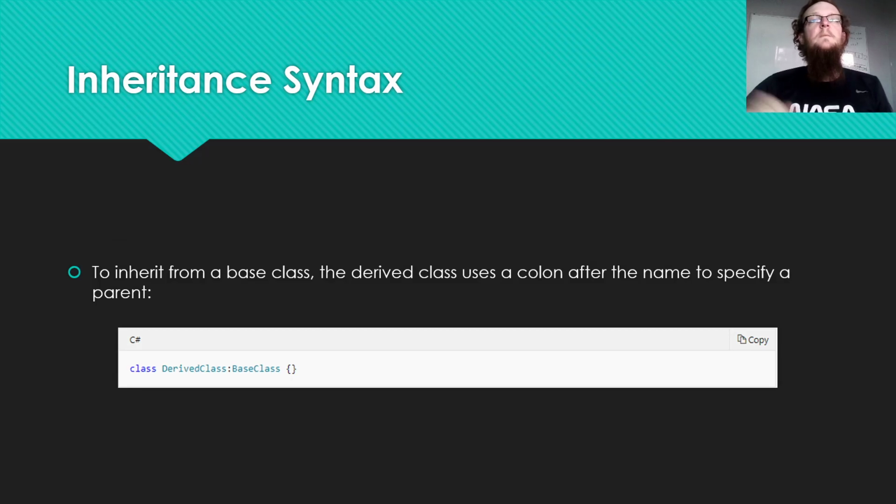The good news is that inheritance syntax in C# is really, really easy. Basically, all you need is to add a colon and whatever the base class name is to the derived class. This will allow you to call any of the properties or methods on the parent or base class from the child, and it will also let the child override any of the base class's virtual methods, which we'll get to in just a second.